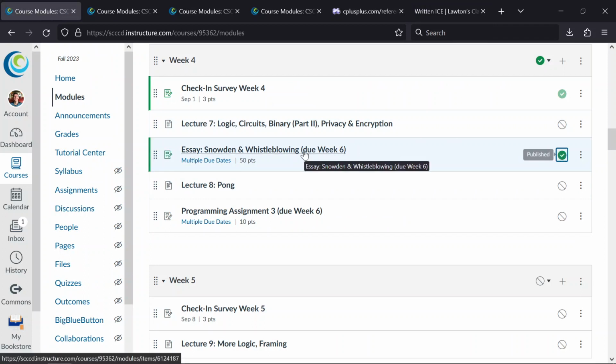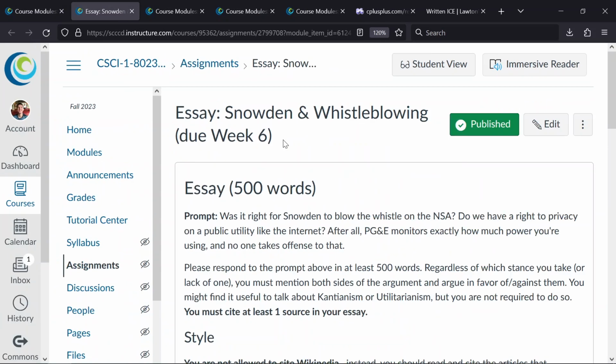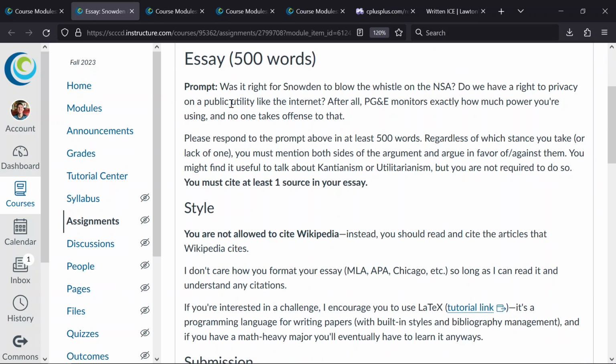So this will be due week 6. Take some time to think about it, but here's your next essay. It's a short one. It's a 500-word essay. Doesn't have to be super long, so you're welcome. But here's your prompt, all right? Your prompt is, was it right for Snowden to blow the whistle on the NSA? Go and look this stuff up. Come up with an argument, either for or against. I don't care what you think, as long as you write a good argument. So that's your first question. Was it right for Snowden to have done this? Do you agree with what he did?